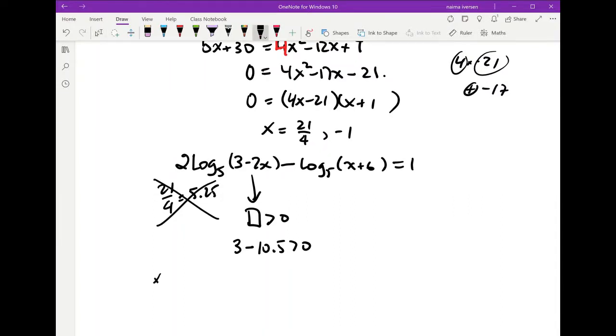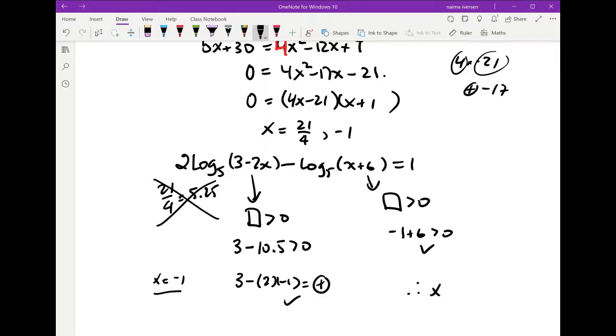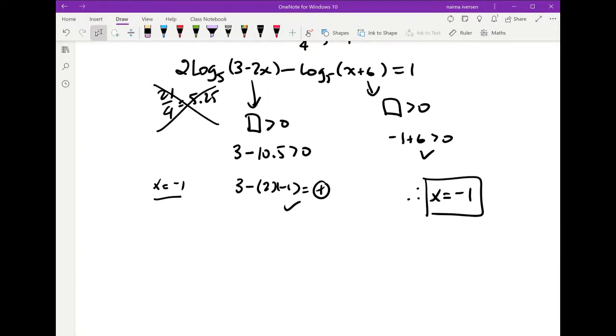Now I'm going to check x equals negative 1. 3 minus 2 times negative 1 is positive. Great. So now I'm going to go over here and check this guy. x plus 6. So negative 1 plus 6 is positive. It works in both of those, and so therefore x equals negative 1 is the solution that I'm getting for this question. If I wanted to do method 2, this is what it would set up like.